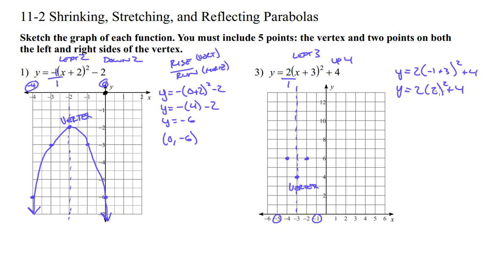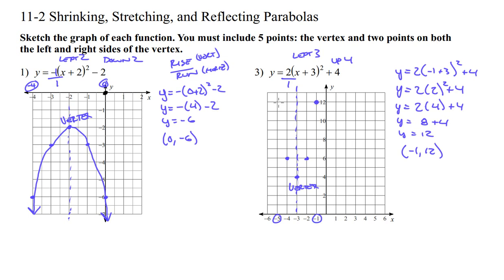We've got to square this 2 first before we multiply it by 2. So it's going to be 2 times 4, because 2 squared is 4, plus 4. So that gives us 8 plus 4, which is 12. So when we plug in -1, we get 12 out. So we've got a point here on this graph which is at -1 and +12.